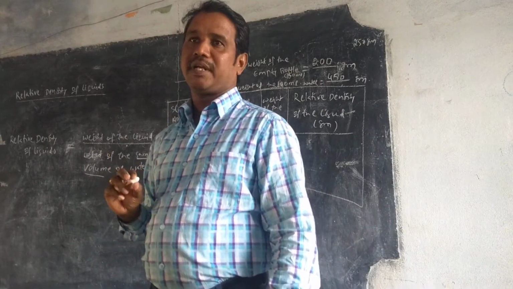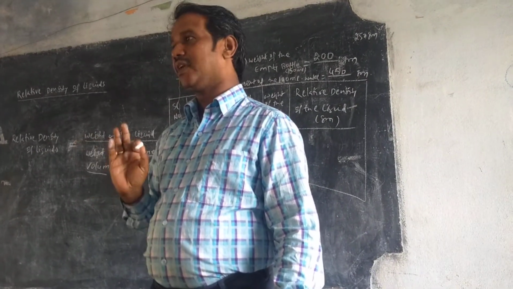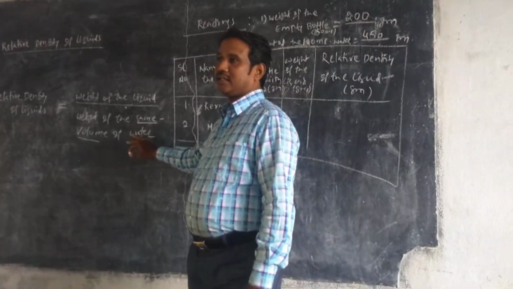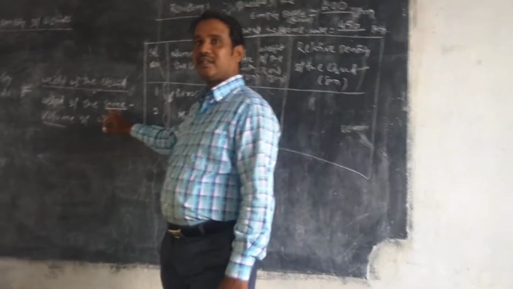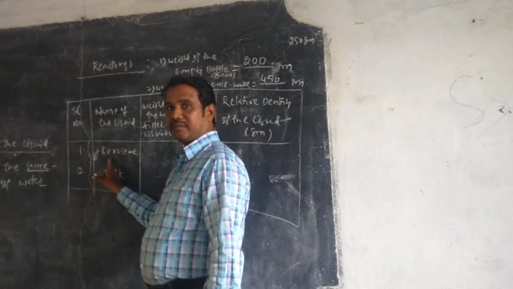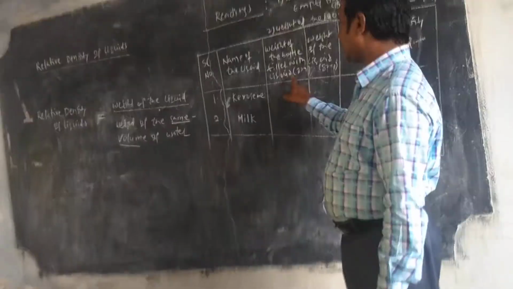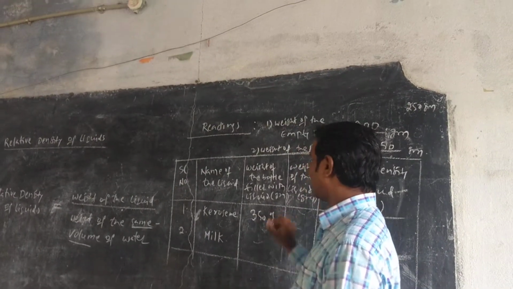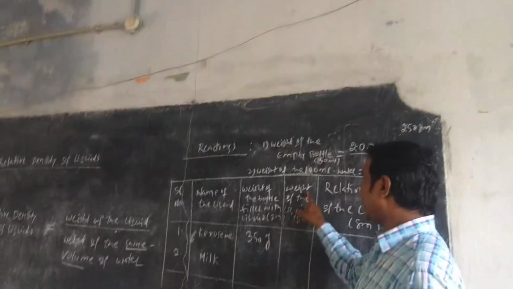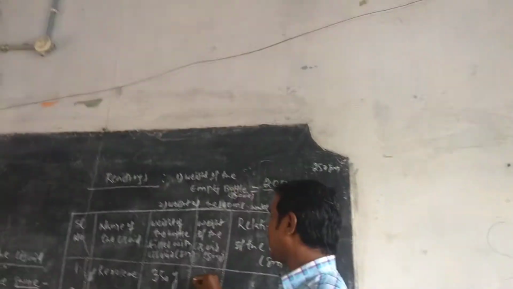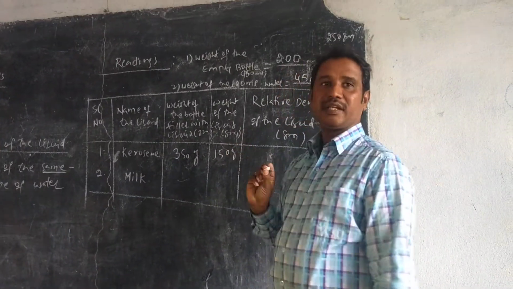Now according to our experiment, initially you have to do this because in the denominator we have the weight of the same volume of water. So the mass of the same volume of water, according to our experiment, is 250 gram. Now for the kerosene, the weight of the bottle filled with liquid is 350 gram. The weight of the liquid, kerosene, is 350 minus 200, so it will be 150 gram.